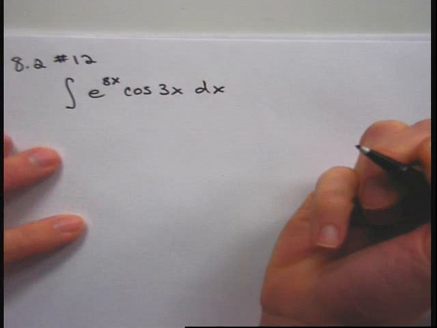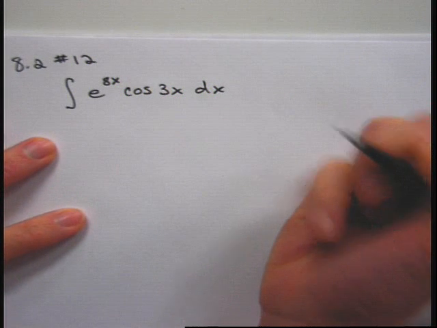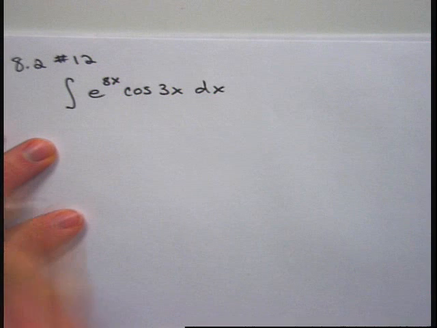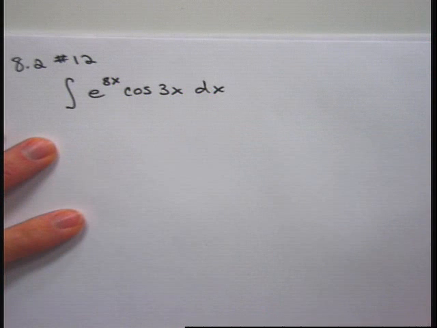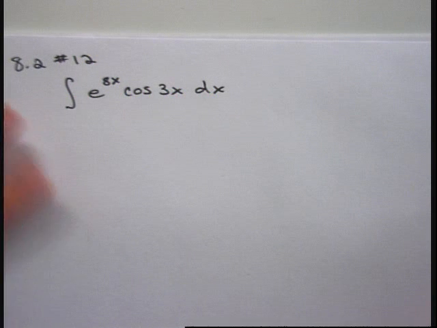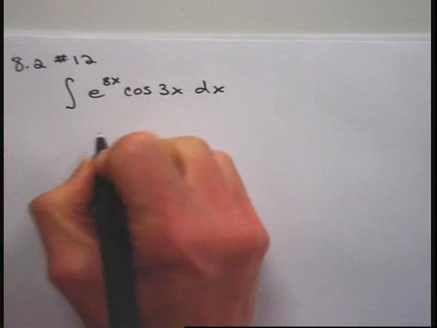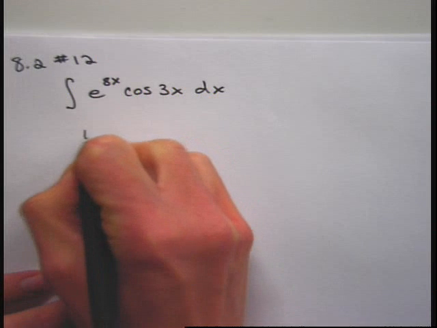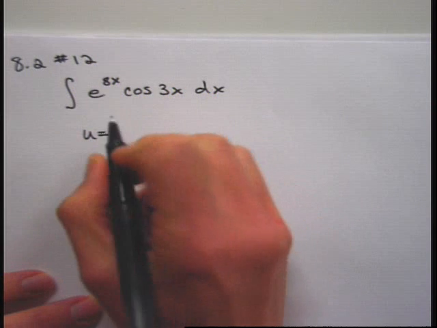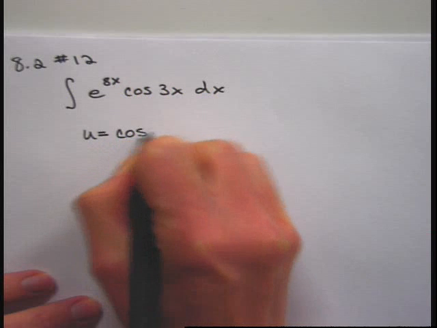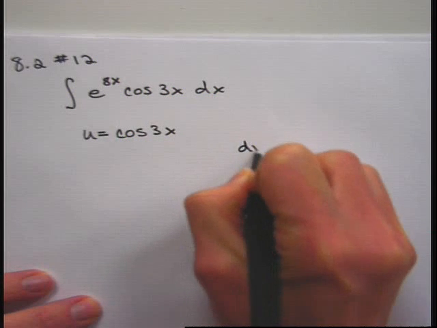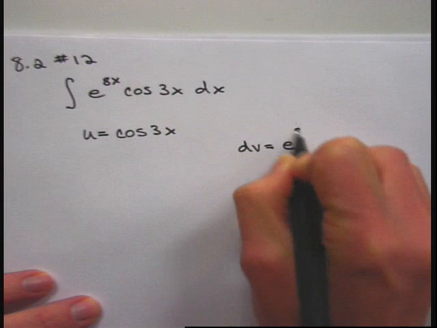All right, now you should know that you can't use your cute little thing where it goes down, because neither one of these will differentiate down to 0, but they're both pretty easy to integrate or differentiate. What you would do is just pick one to be u and one to be dv. I don't know that it matters, but I'm going to choose u to be cosine 3x, and then dv is equal to e to the 8x.